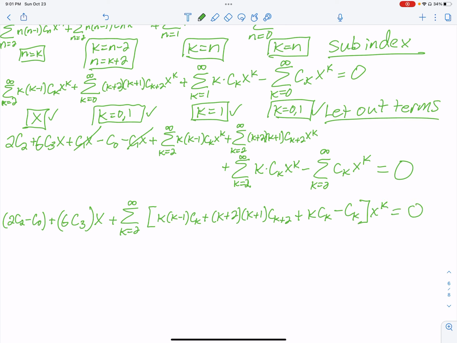And we do that now. I have those three terms. I can create a system because I know each coefficient of the x term has to be 0, because that's the way these polynomials work out. So my system here is 2c2 minus c0 equals 0.